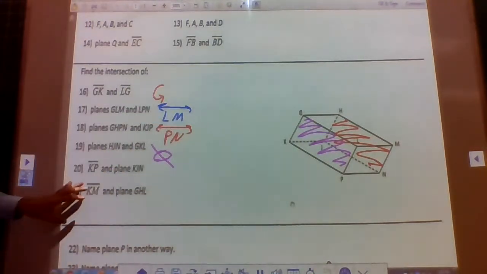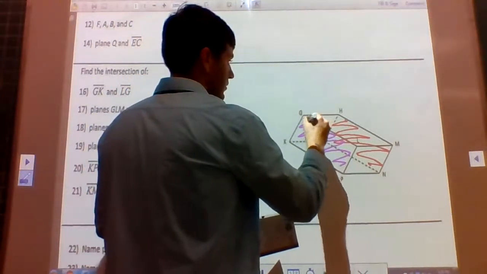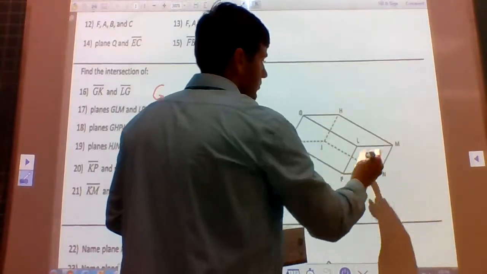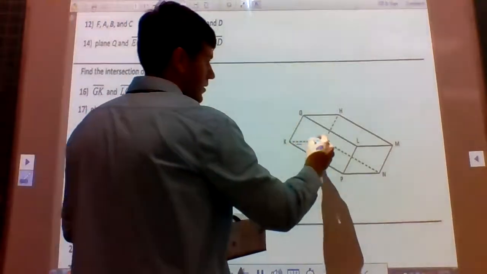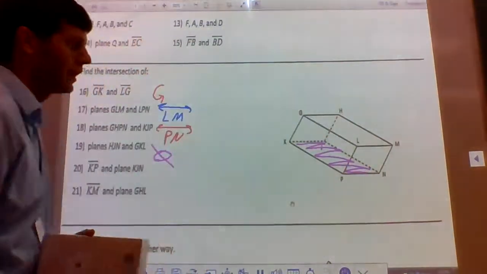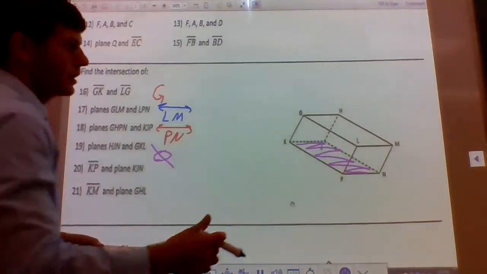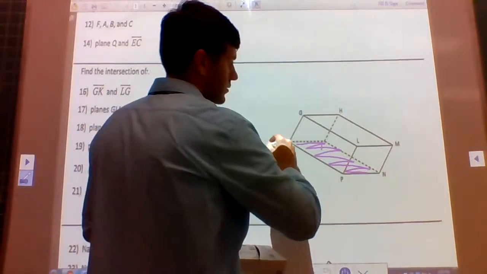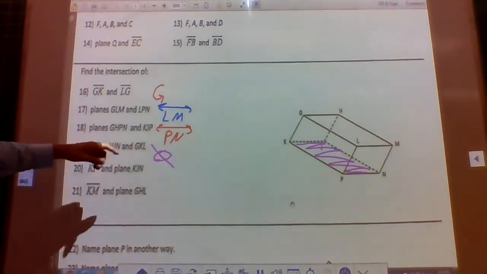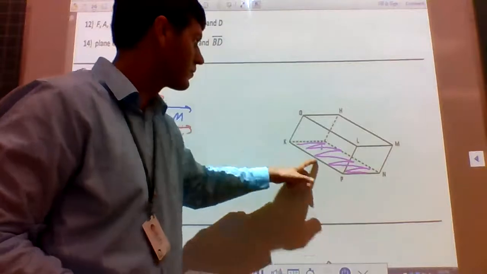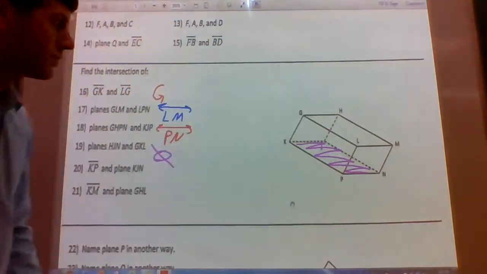Okay. Number 20, we have line KP and plane KJN. So KJN is the bottom. And then we have line KP. Again, you have to imagine this plane goes on forever in all directions. So it's the bottom of the plane, and then we have line KP.